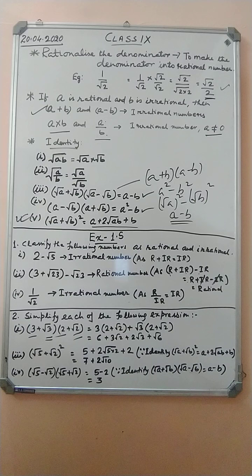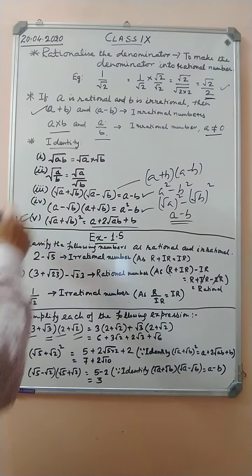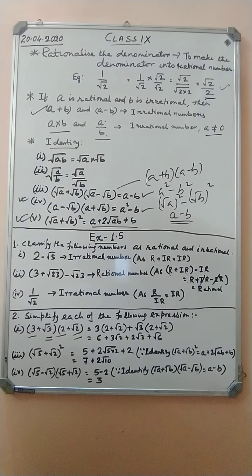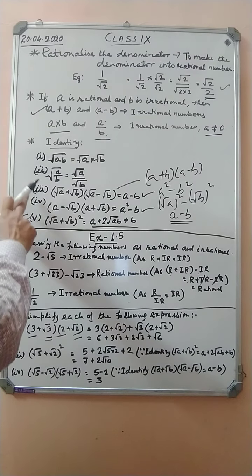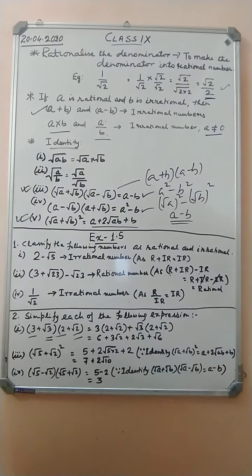Now part number 4: root 5 minus root 2 and root 5 plus root 3. So what will you do? You see which identity you will be using. You will be using identity number 3. In identity number 3 you can see root a plus root b into root a minus root b is a minus b. So a is 5 and b is 2. 5 minus 2 is 3.